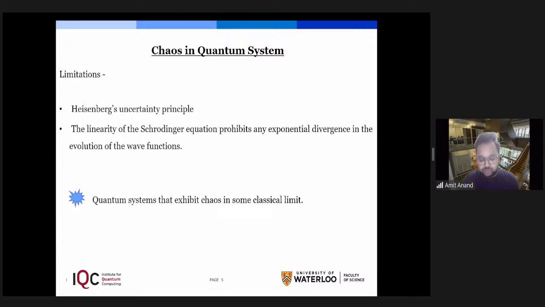To remove this, what we do is study a system that is chaotic in the classical limit. We study that kind of model by doing quantum evolution, and we look for the signatures of classical chaos in the quantum system.